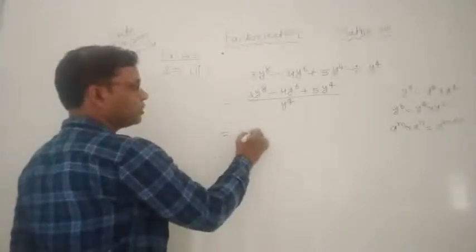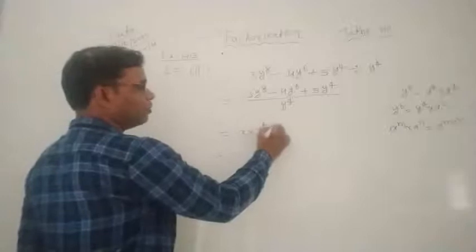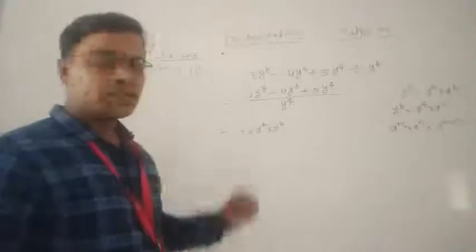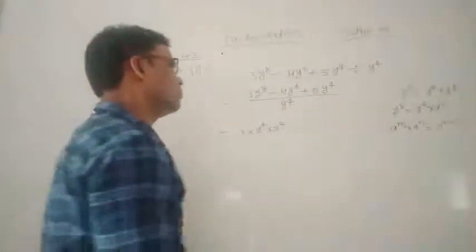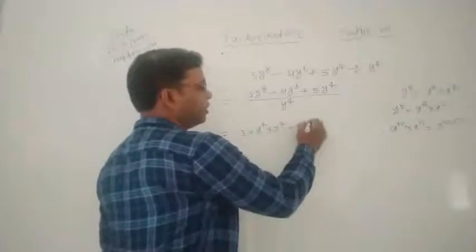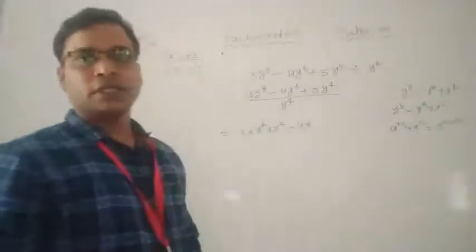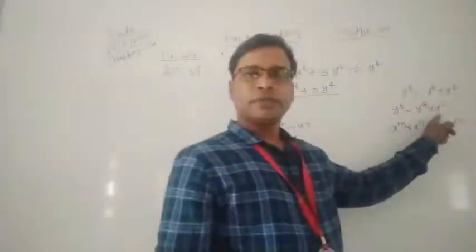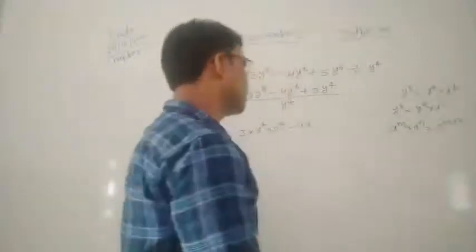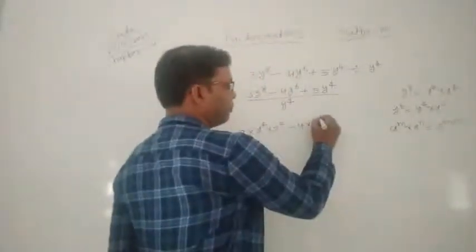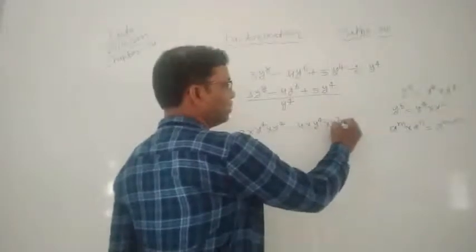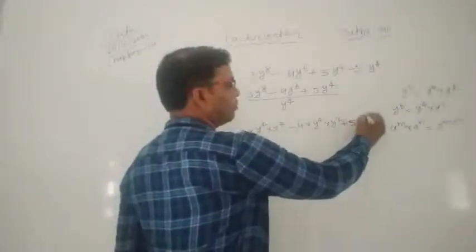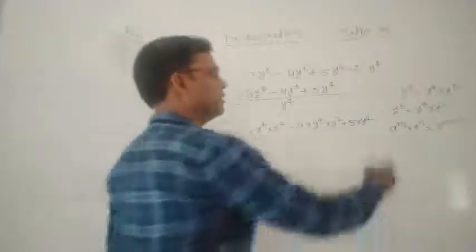This is equal to 3 into y power 4 into y power 4, because you can see the bases are the same, then the power will be 8: 4 plus 4 equals 8. Now minus 4 into y power 6, you can write y power 6 as y power 2 into y power 4, because the bases are the same, then the power will be 8. So you can write here y power 4 into y power 2 plus 5 into y power 4. This is clear now.